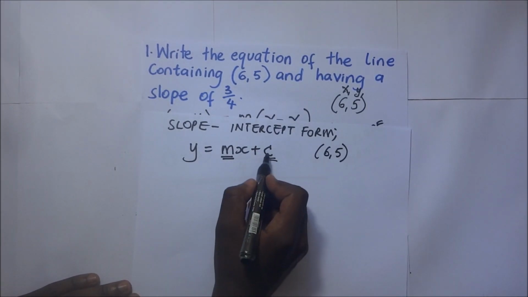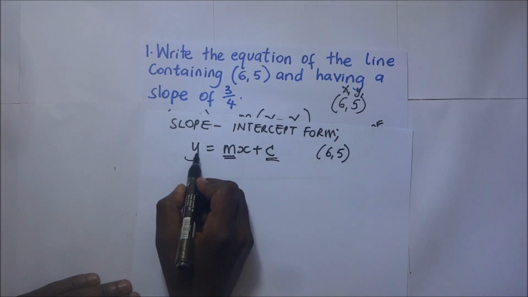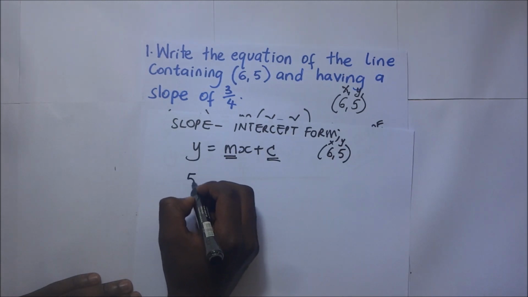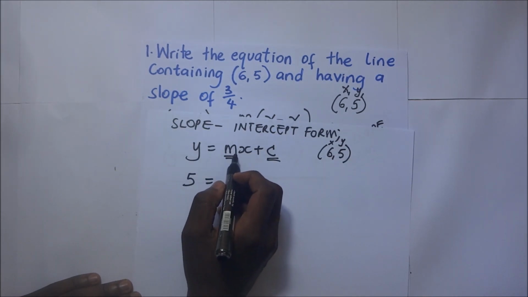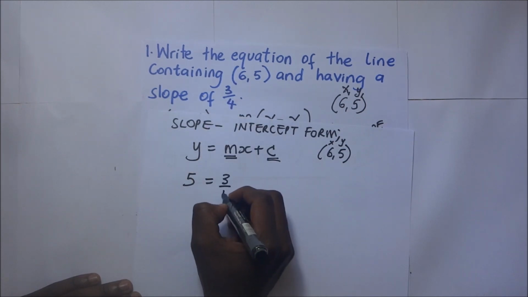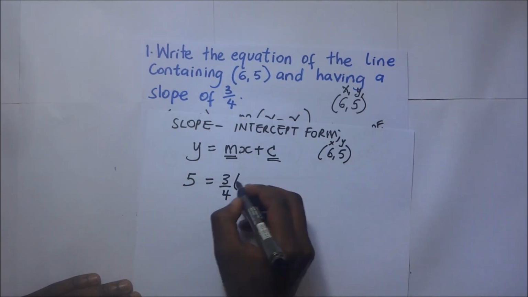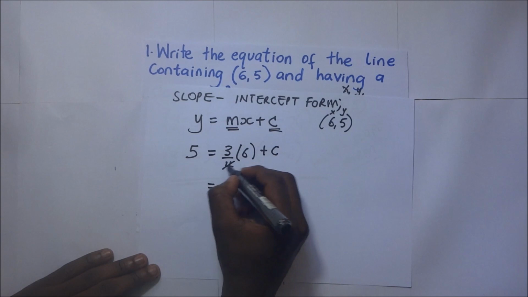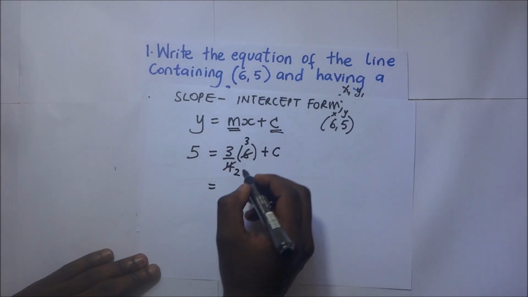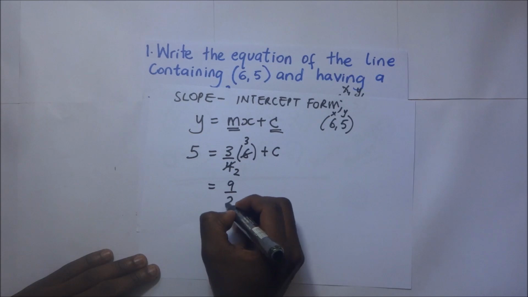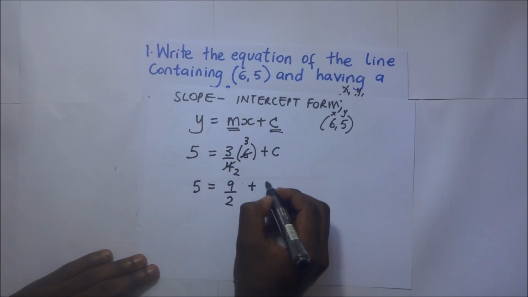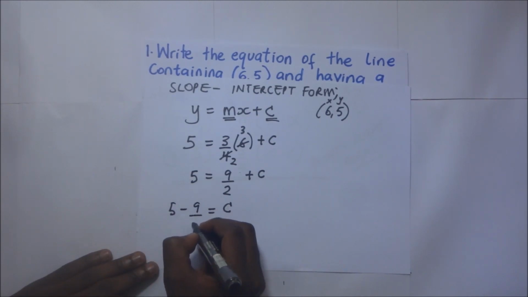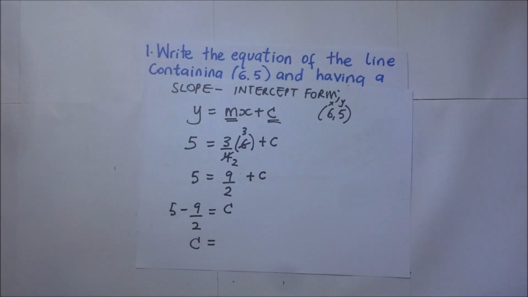So what we are going to do is first find the value of c. So we are going to substitute. This is the value of x, that's the value of y. So the value of y in this case is 5, equal to the value of m, which is the slope or the gradient, 3 over 4, multiplied by the value of x, which is 6, plus c. So definitely, by 2, this is 3, and 3 times 3 is 9 over 2, plus c, is equal to 5. And our value of c is going to be 5 minus 9 over 2, and our value of c is a half.